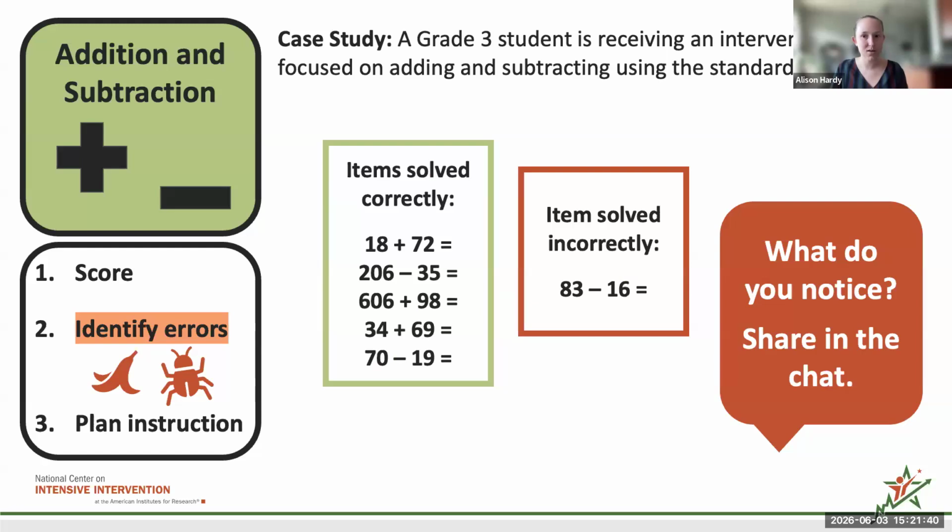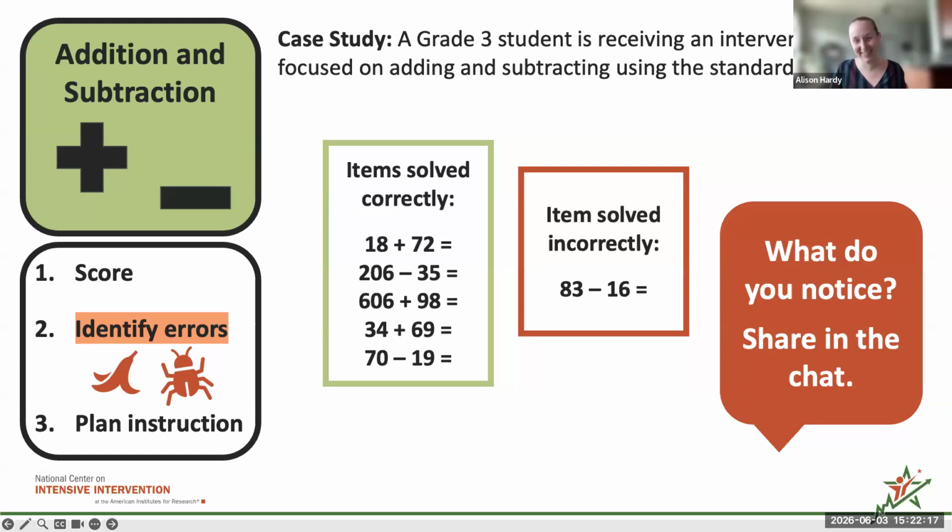So, like I said prior, it can be helpful to look at a list of all the correctly solved items versus the incorrectly solved items to see if there is a pattern, see what we notice. So what do you all notice here? And this one is a bit more interesting than the prior because there are some inconsistencies. I'll give you some time to think and respond in the chat.